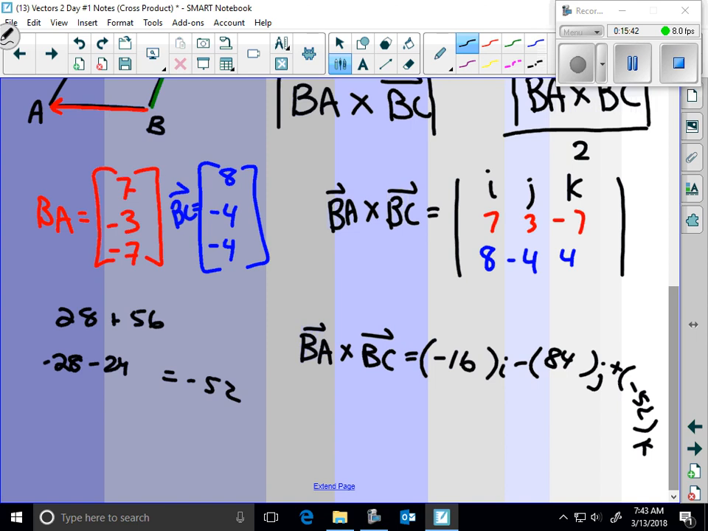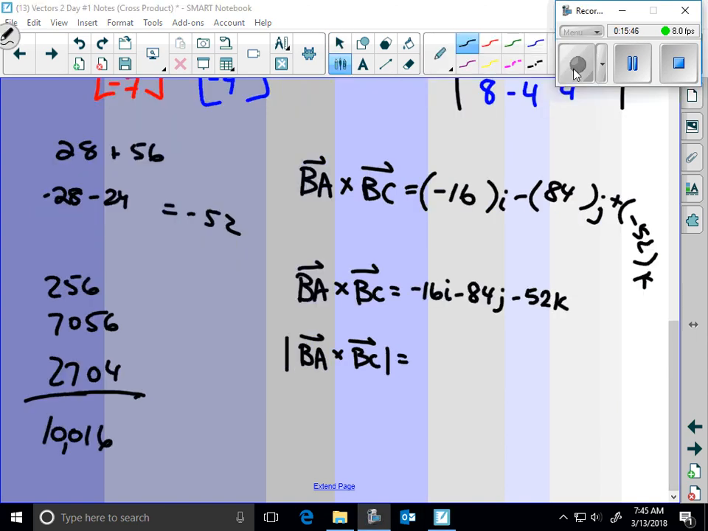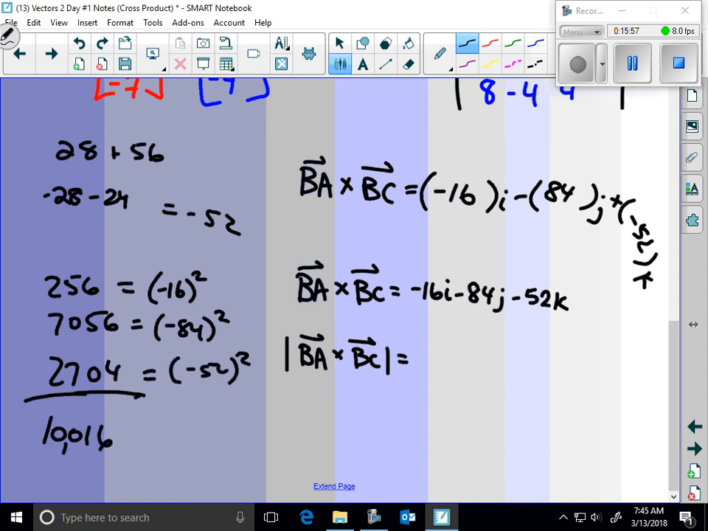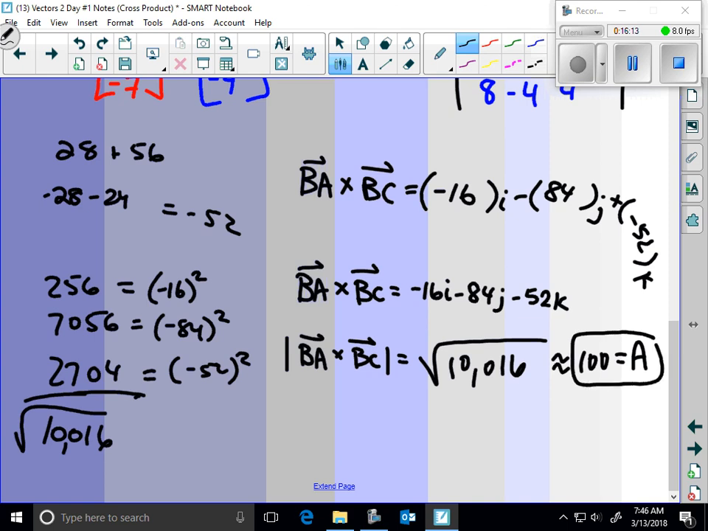All right, let's check our work just to make sure. This is negative 16 squared. This is 84 squared, and this is negative 52 squared. I added all those up. This will be the magnitude of the cross product, square root of 10,016, which comes out to be about 100. This is going to be your area of that parallelogram.